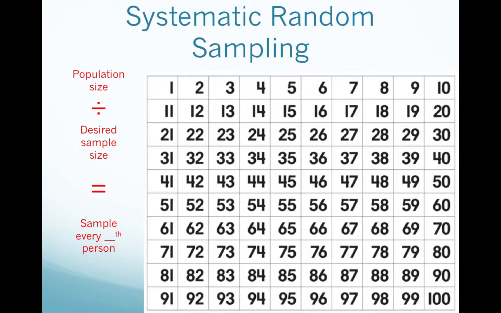person, for example. Using this technique, they might select person number 10, 20, 30, 40, 50, 60, 70, 80, 90, and 100. Those who were randomly sampled at every nth interval would be selected to participate in the research study.